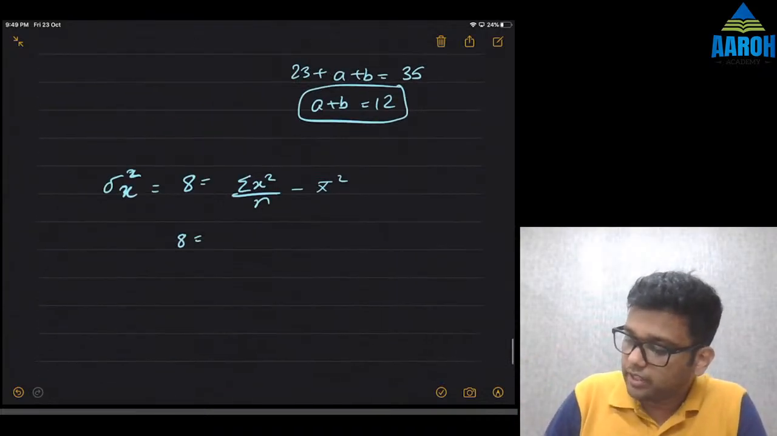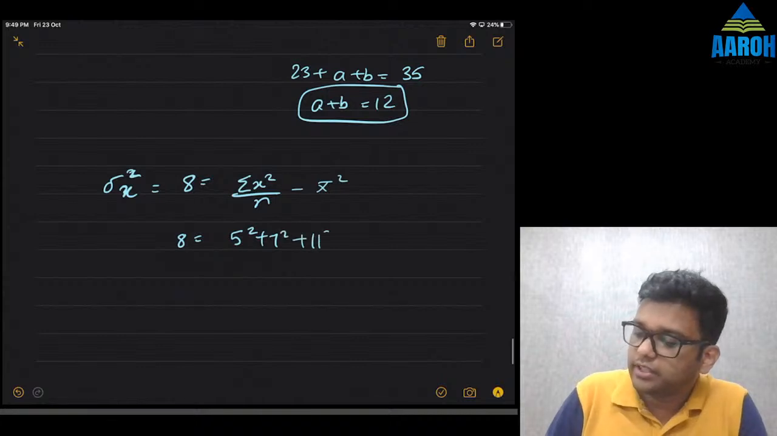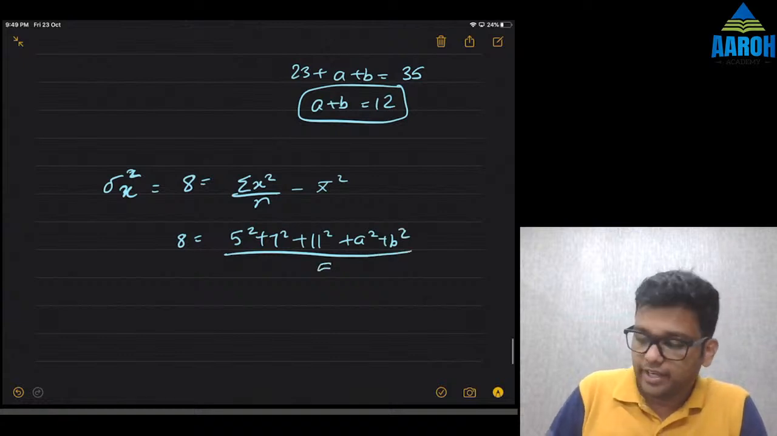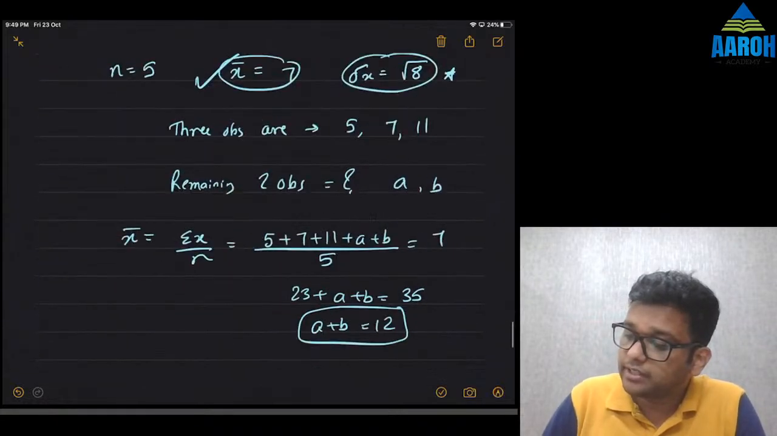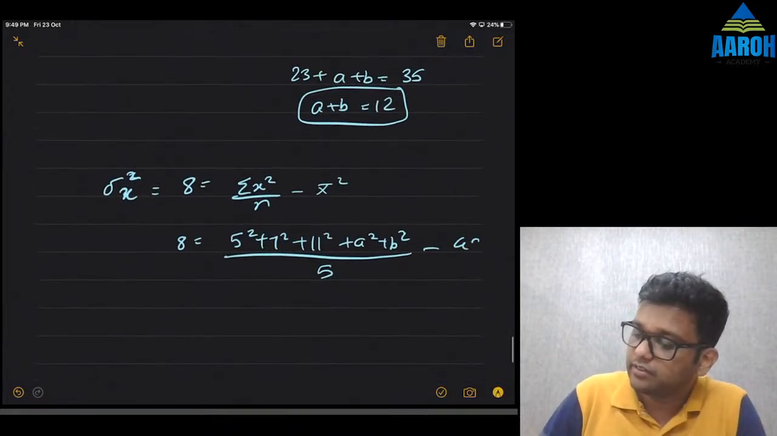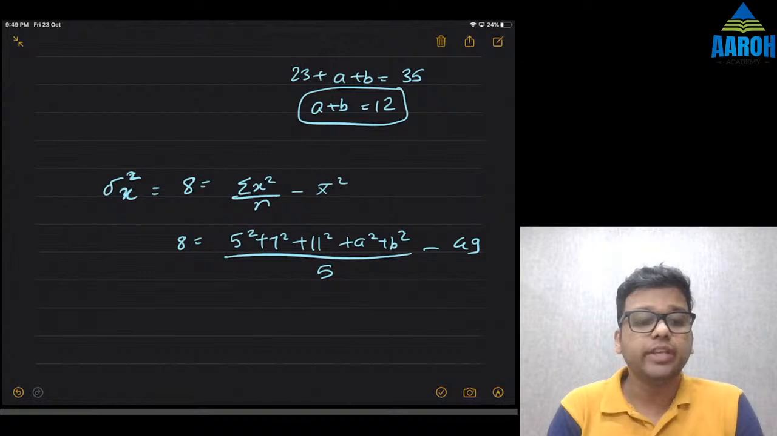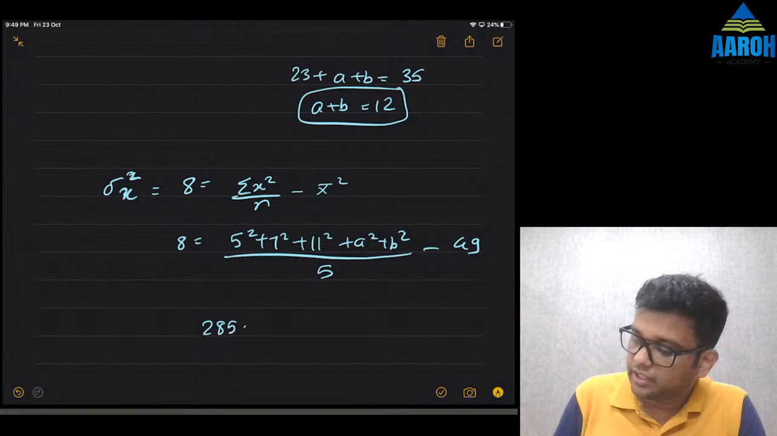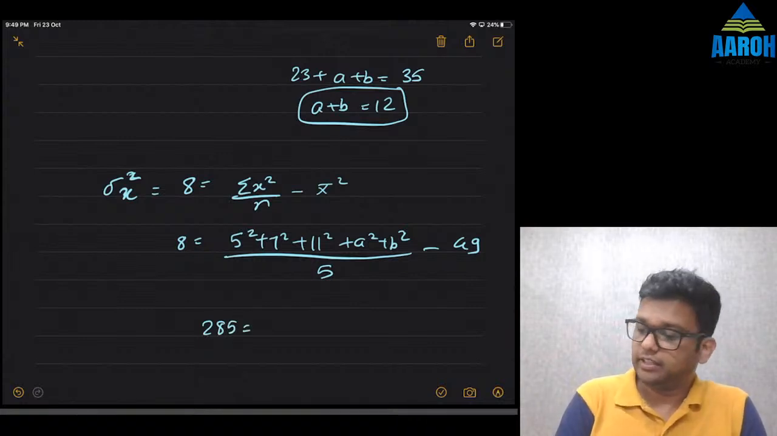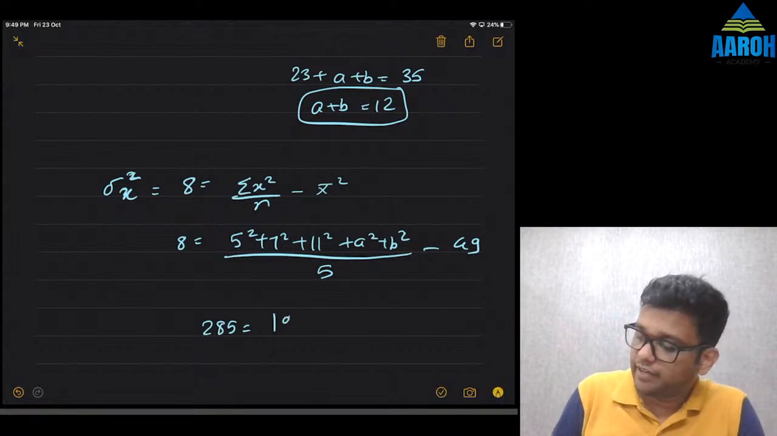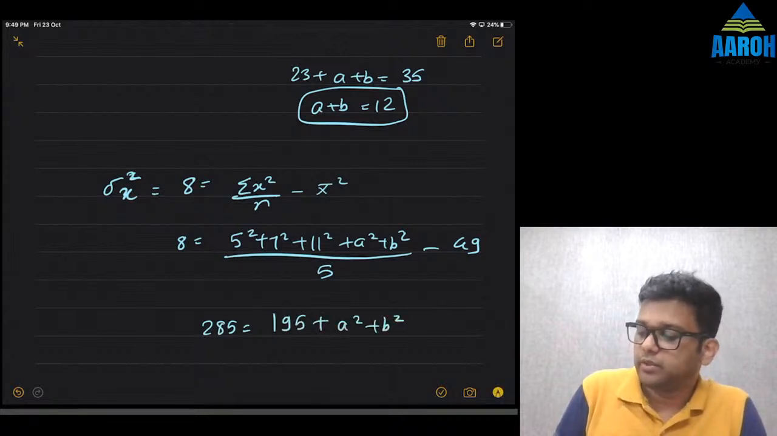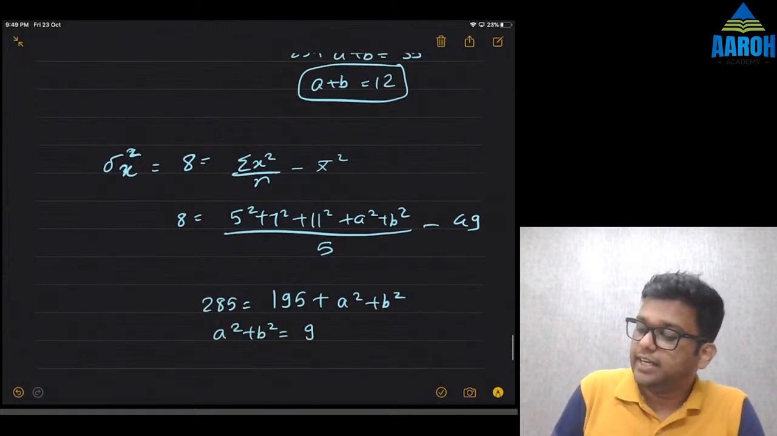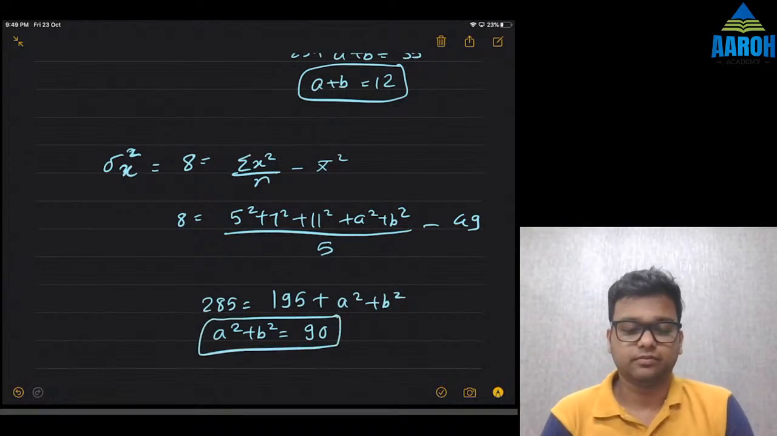So 5 square plus 7 square plus 11 square plus a square plus b square upon n, which is 5, minus x bar square. X bar is 7, so 7 square is 49. If you rearrange this, it will be 8 plus 49 into 5, that is 285, is equal to 5 square, 7 square, 11 square, that is 195 plus a square plus b square. Therefore, a square plus b square will be 90. Check. 90.